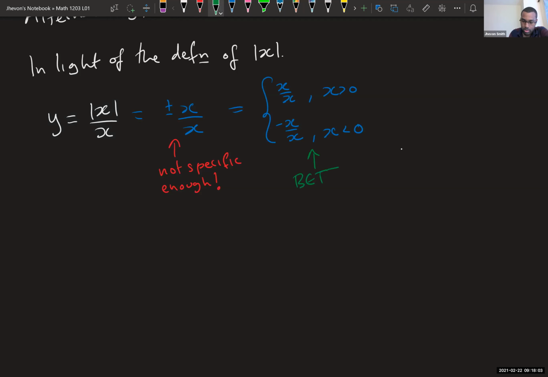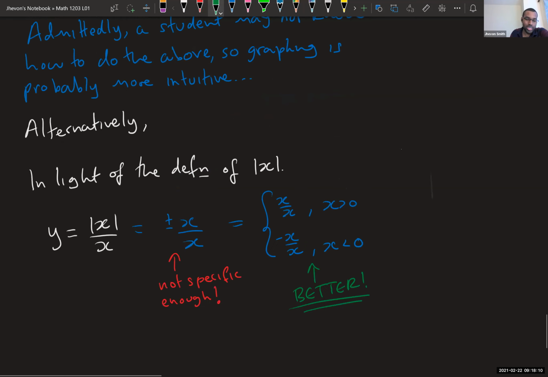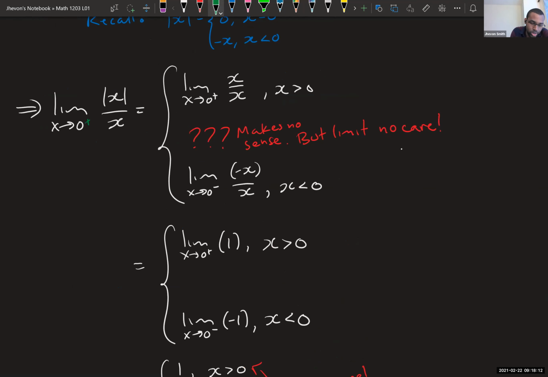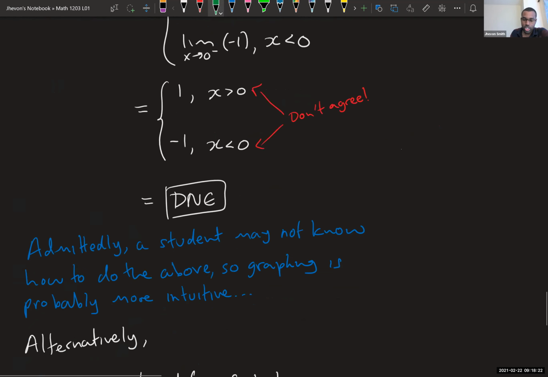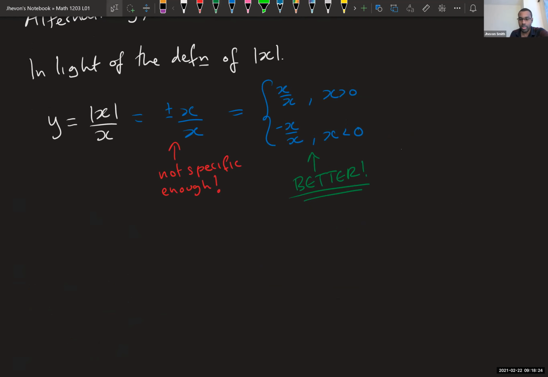Better. And this is also better because I could have asked you a one-sided limit, right? I could have asked you just the plus side, and you would really need to know which side should get the plus. So when you're applying a definition, you need to know it exactly, very specifically. So now we can see that it is going to look like 1 if my x is larger than 0, and -1 if my x is less than 0.